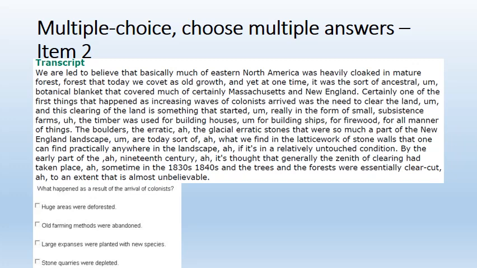By the early part of the 19th century, it's thought that the clearing had taken place, sometime in the 1830s, 1840s, and the trees and the forest were essentially clear cut to an extent that is almost unbelievable. Question is, what happened as a result of the arrival of colonists? Huge area was deforested, old farming methods were abandoned, large expanses were planted with new species, stone quarries were depleted.